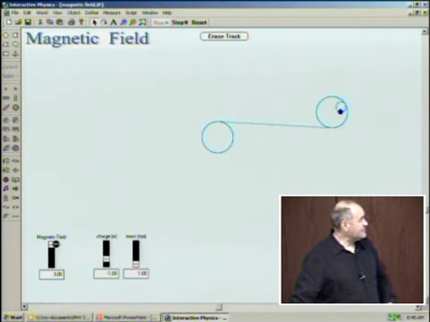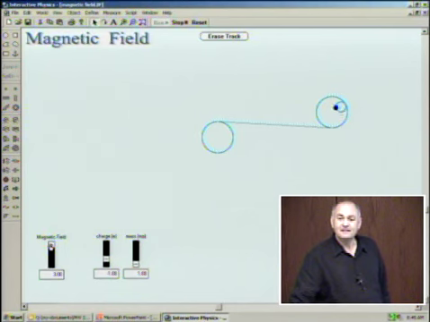All right, how about if I reverse the direction of the magnetic field? What will happen then? It will spin the other way. Let's see if Oscar predicted it properly. And indeed. Well, how about if I increase mass?